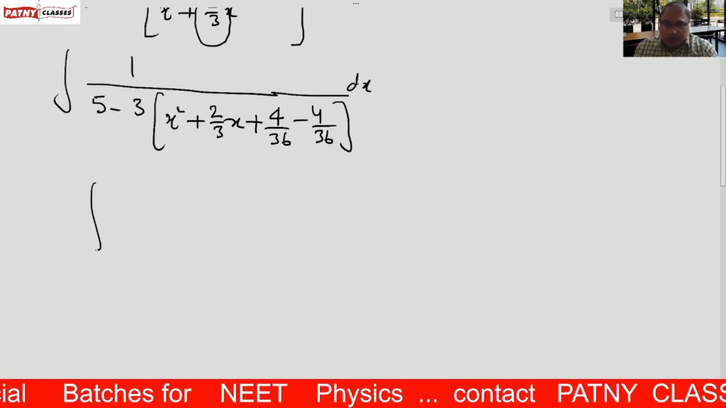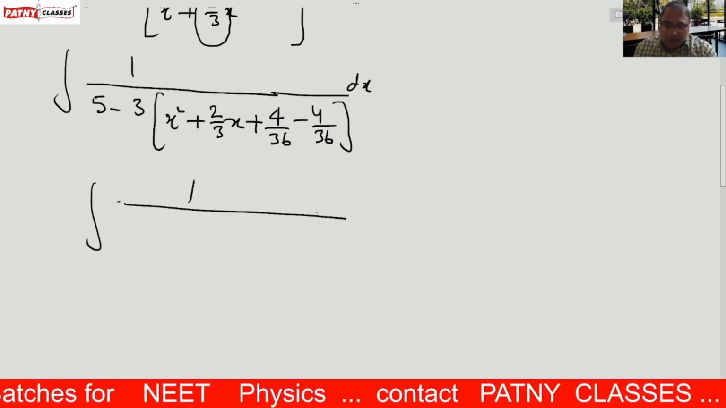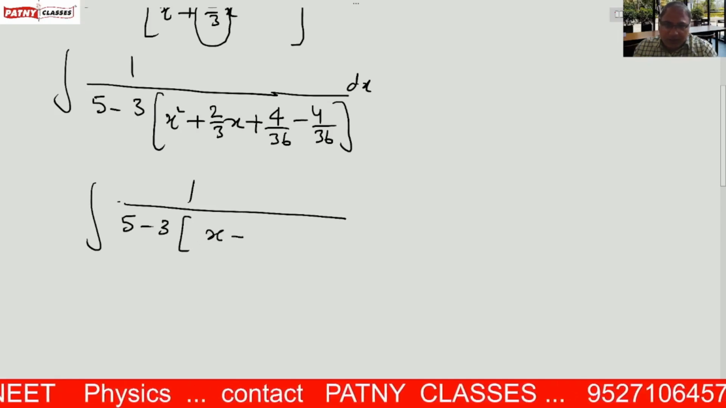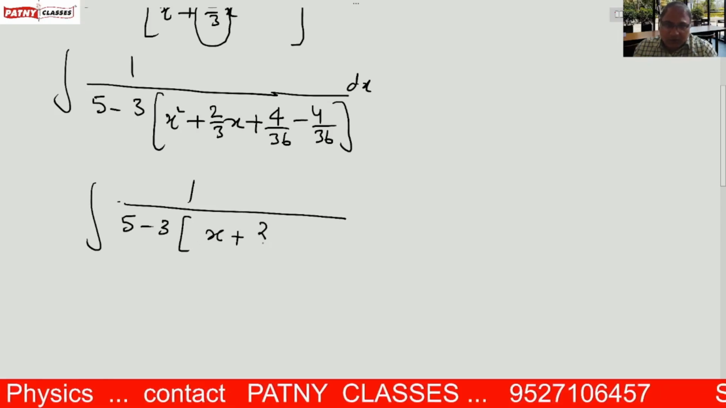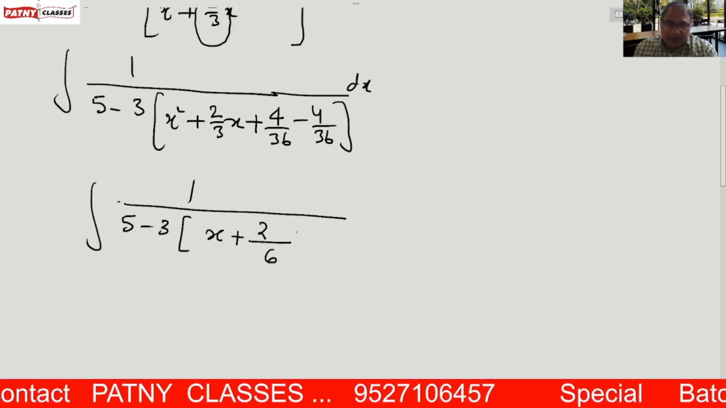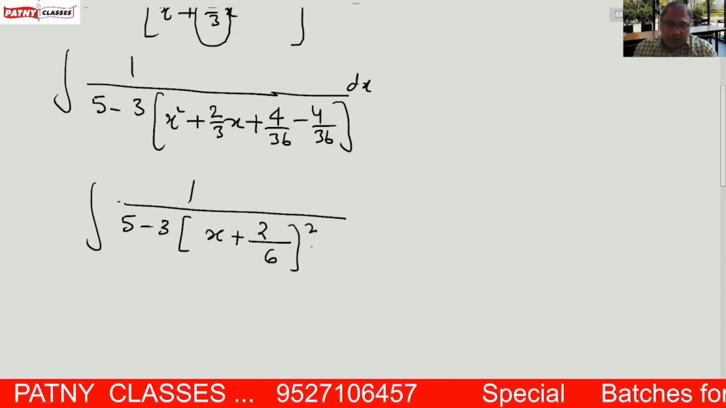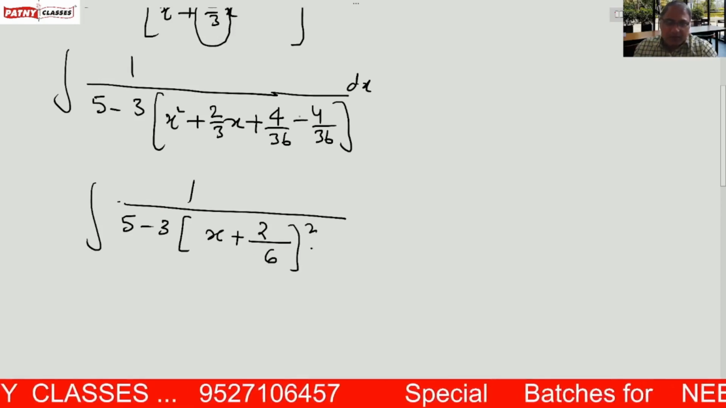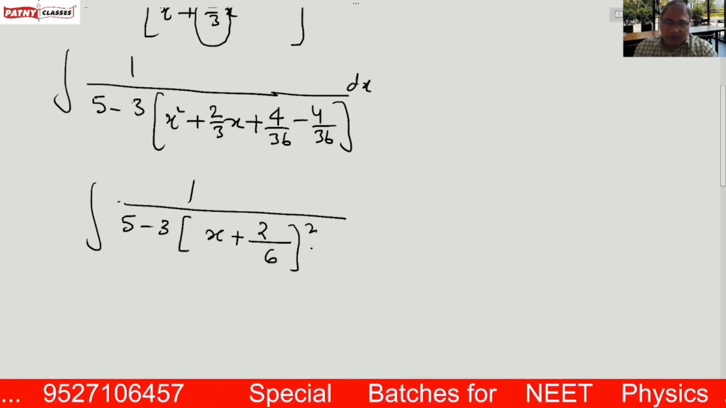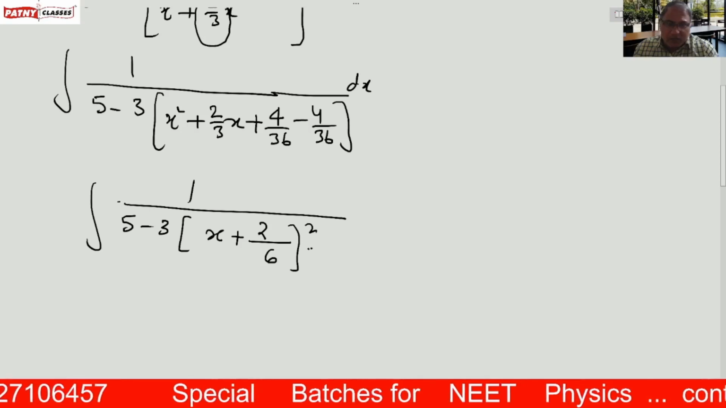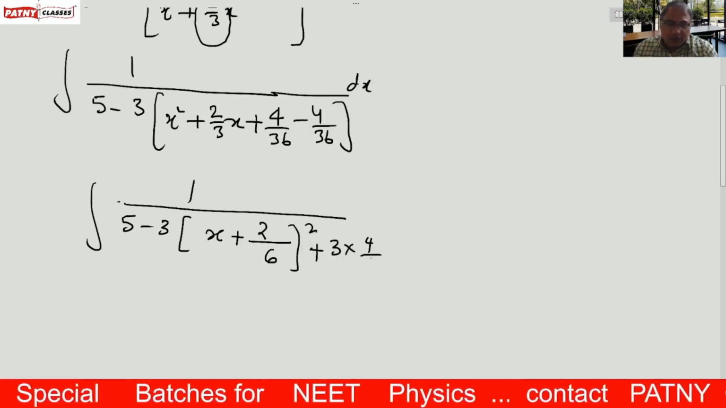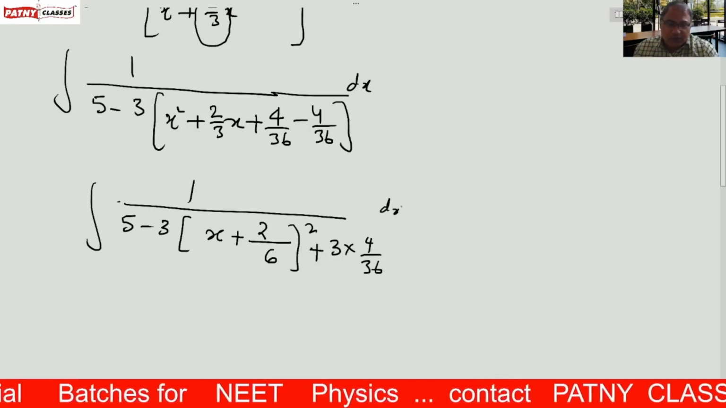Now 1 upon 5 minus 3, and here it becomes x plus 2 by 6 whole square, and this minus will go outside. When it goes outside, it will get multiplied to the 3, and the sign will change from minus to plus. So here is a plus 3 into 4 upon 36 with respect to x.